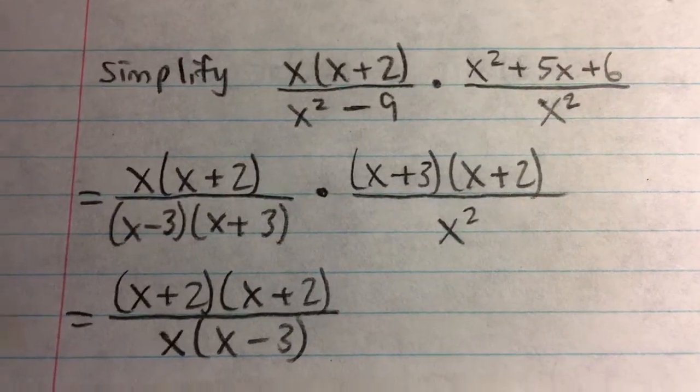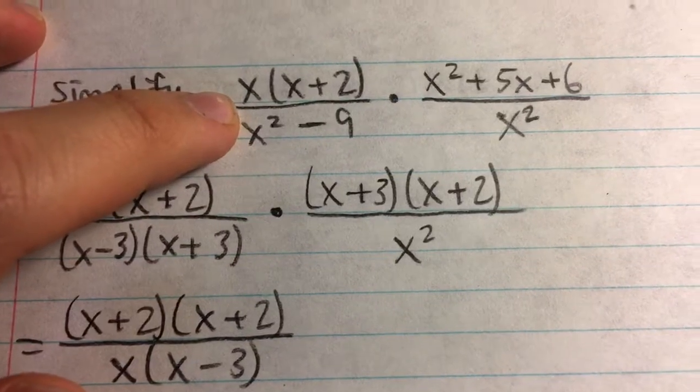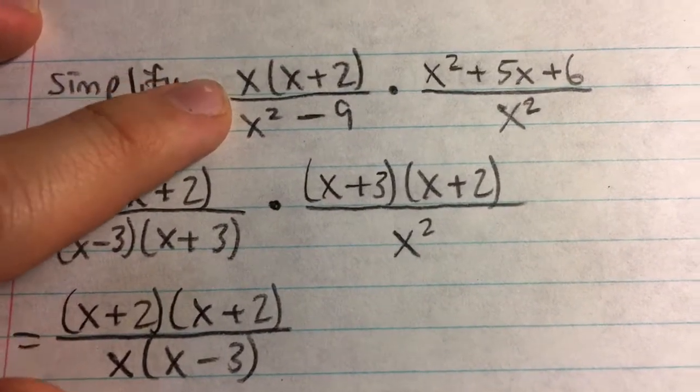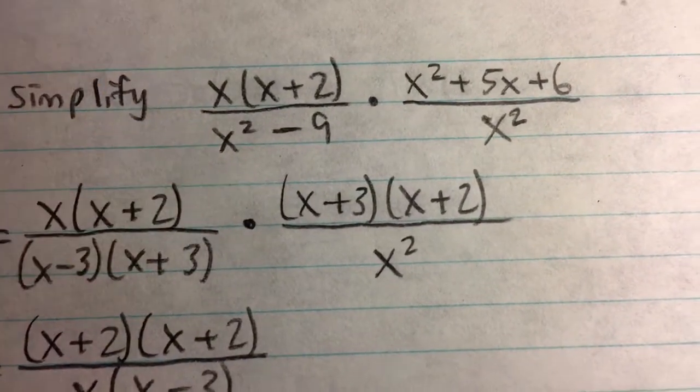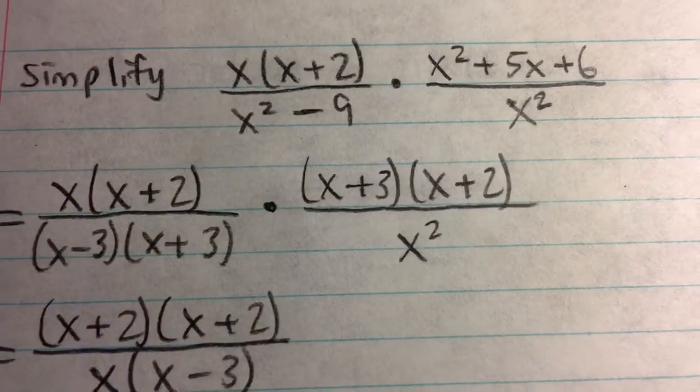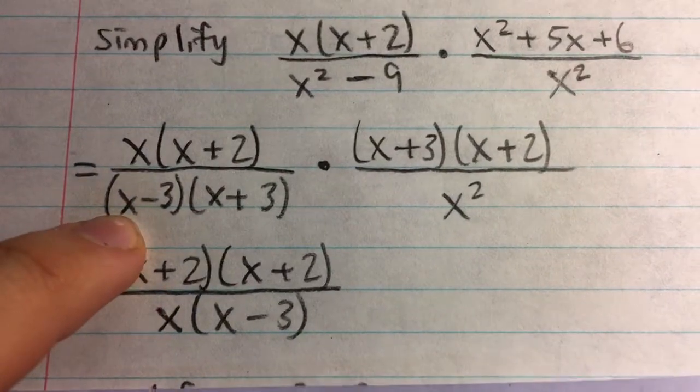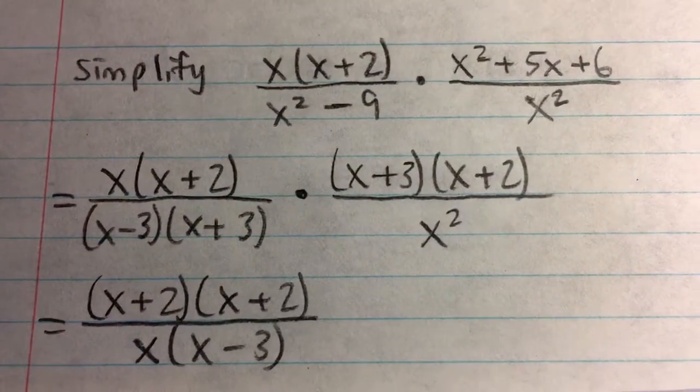And so here, first off, x times x plus 2. We can't really factor that. You can see the x has already been factored out. In the denominator, x squared minus 9, you can see that's a difference of squares, and so we can write this as x minus 3 times x plus 3.